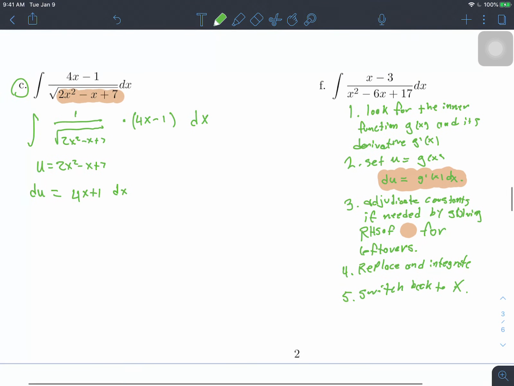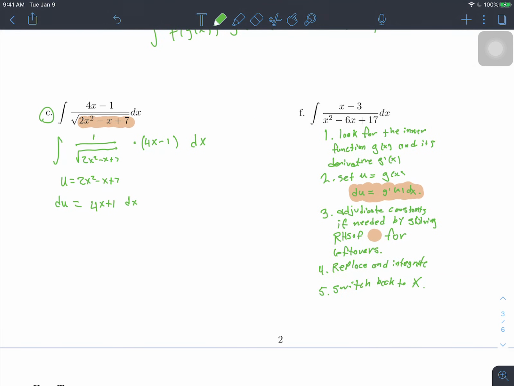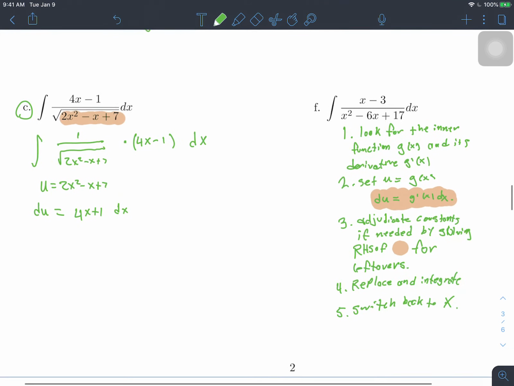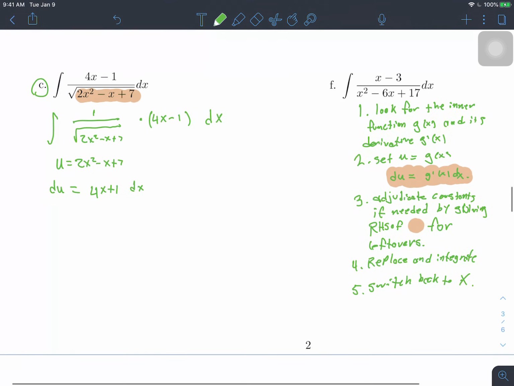Okay. So now we have u and du. Let's replace it. Let's write this as an integral using u. First of all, I don't need to adjudicate constants because du looks exactly like my leftovers. Okay? So let's write this as an integral. It'll be the integral of, how can I write this with u? Yeah? 1 over the square root of u. Very good. 1 over the square root of u du. Okay?